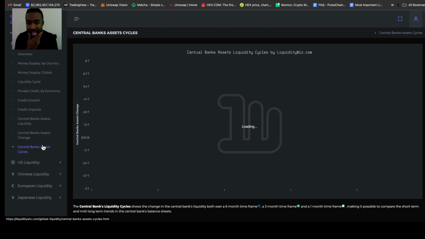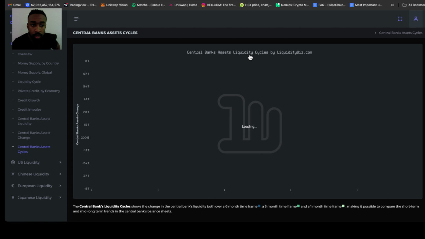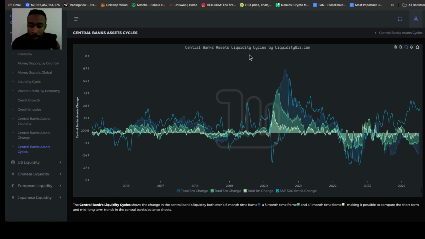So last thing, central bank assets. They all have assets and they decide to either run off the balance sheet or increase the balance sheet. Let's see if we can get this to pop up. I think this might be giving us a little issue. There we go. All right. So once again, we can look at the 6 month, the 3 month, and the 1 month change.